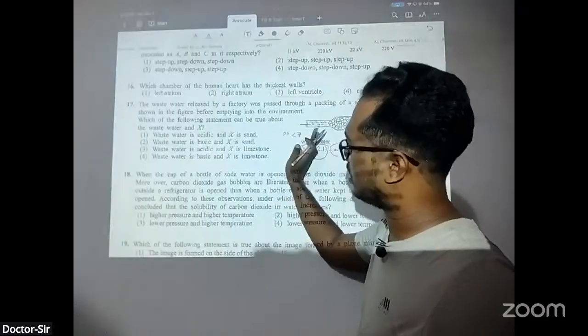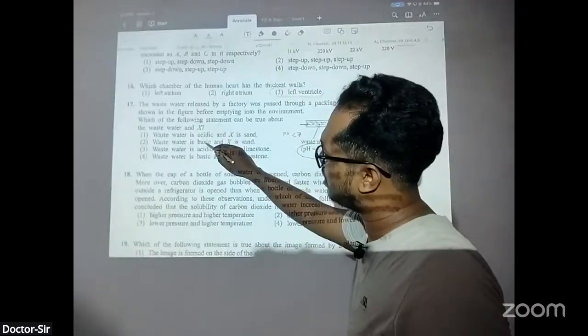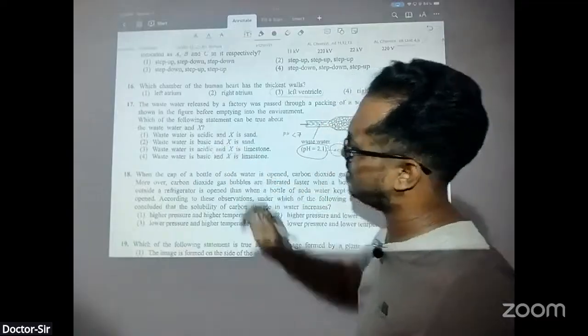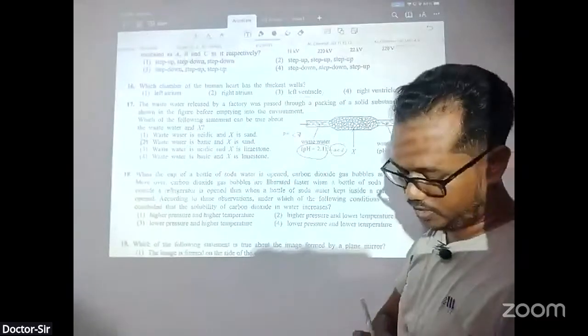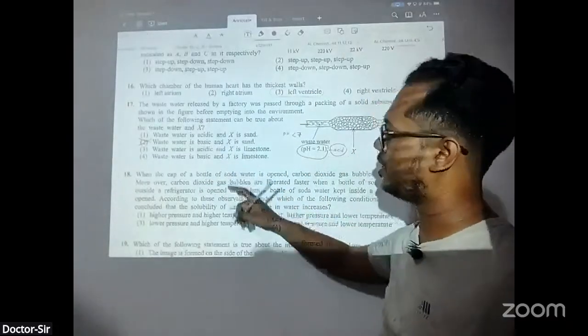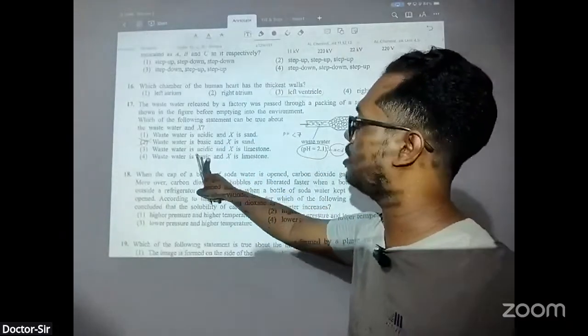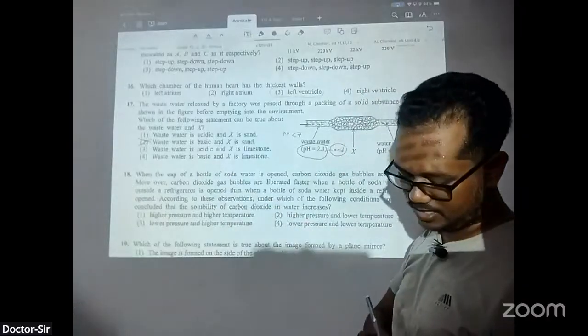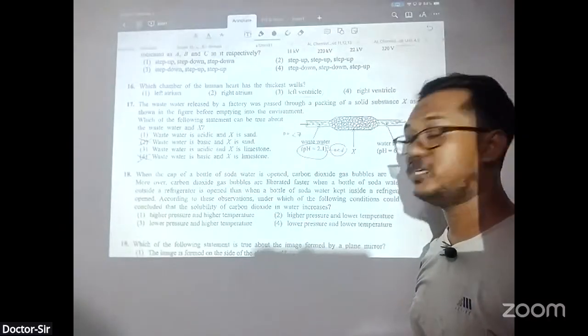Don't look at the second part. Then the second answer, wastewater is basic. That's completely wrong. Why? This is an acidic one. Wastewater is acidic. Okay, correct. But the fourth answer, wastewater is basic. Now you have to think about the next option.